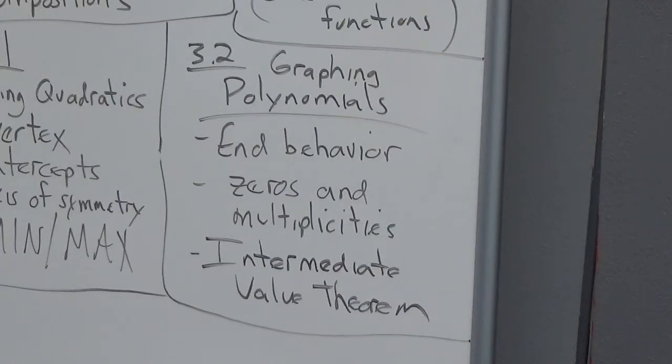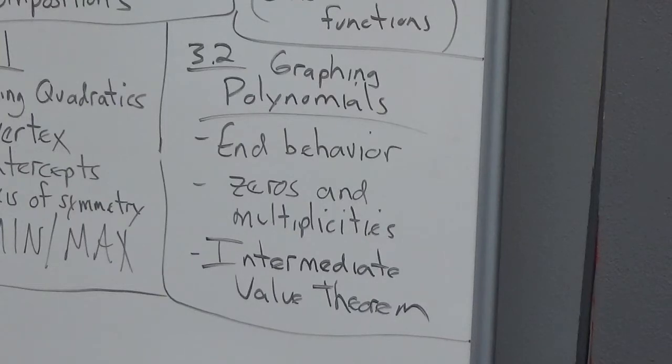3.2. Okay, we are now looking at polynomials. Again, quadratics are technically polynomials, linear equations are technically polynomials. But we're calling polynomials anything that is a higher degree than quadratics or linears: third degree, fourth degree.